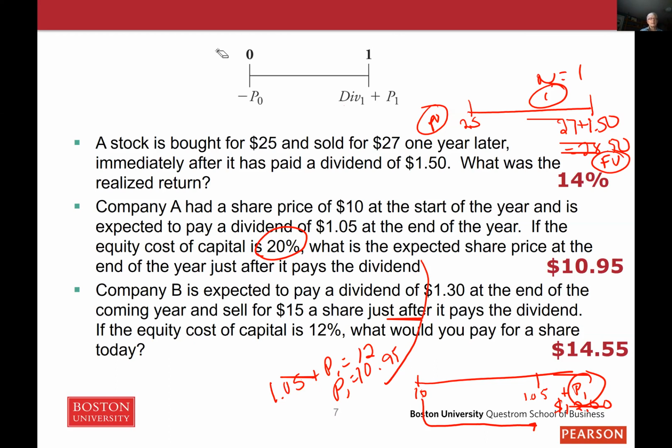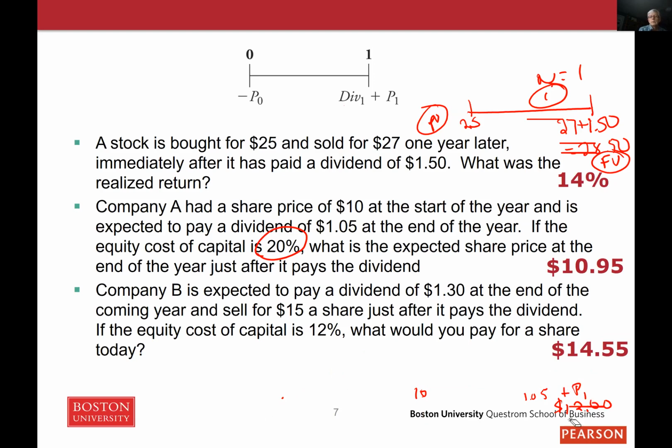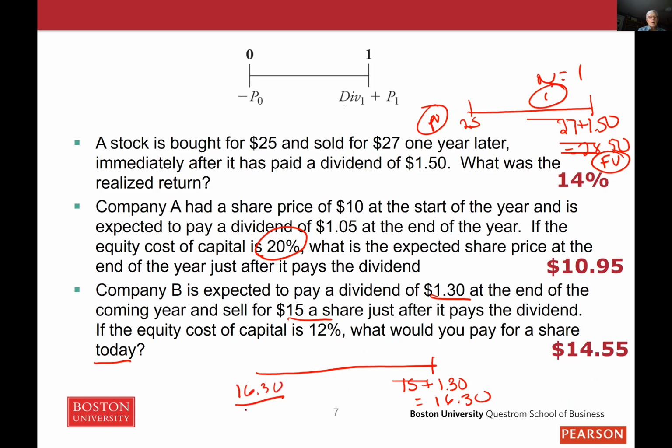So the last one, and I do see one other question there that I will answer in a moment. The last one is asking for the price today. So that's a more straightforward use of the formula. So we know that at the end of the year, we're going to get $15 plus $1.30, which equals $16.30. So the value today is going to be $16.30 divided by 1 plus R, which equals $14.55.